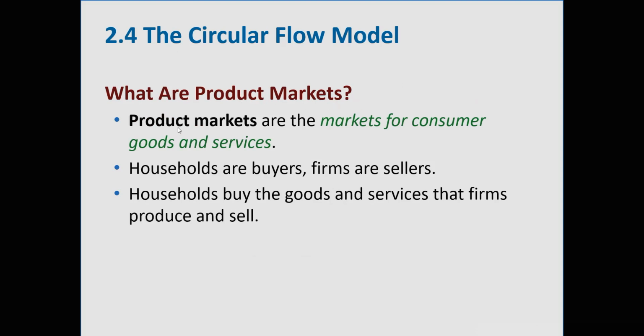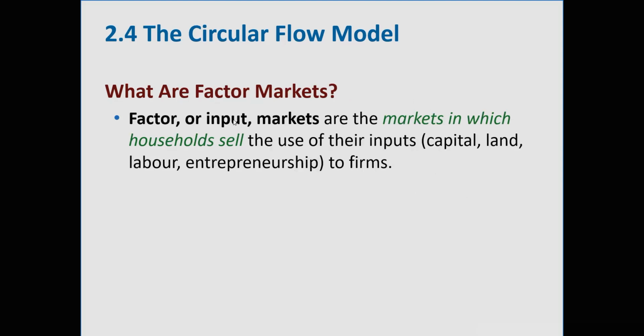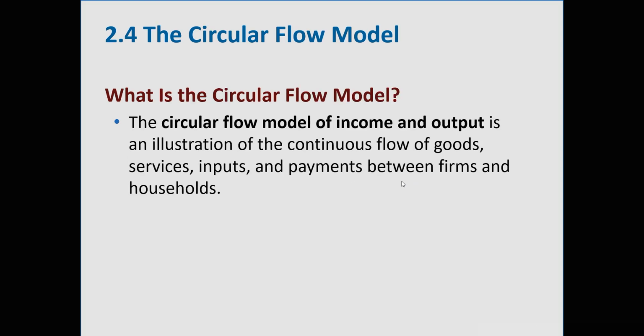What are product markets? Product markets are the markets for consumer goods and services. So you as a consumer, when you go to buy your goods and services, you are going to the product market. And generally, households are buyers, firms are sellers. Households buy the goods and services that firms produce. On the other hand, factor markets or input markets are the markets in which households sell the use of their inputs. So generally, households are the ones who have factors of production. They sell it to firms, firms buy it.